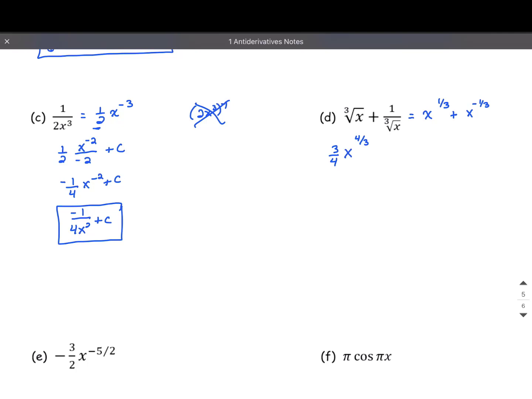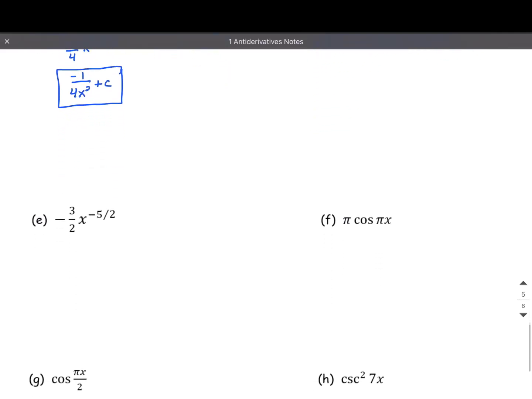Then we're going to have plus x. Now negative 1/3 plus 1, negative 1 plus 3 is 2/3. And when we divide by 2/3, that's the same as multiplying by 3/2, and then plus c. And I'm going to let us stop here on this one.